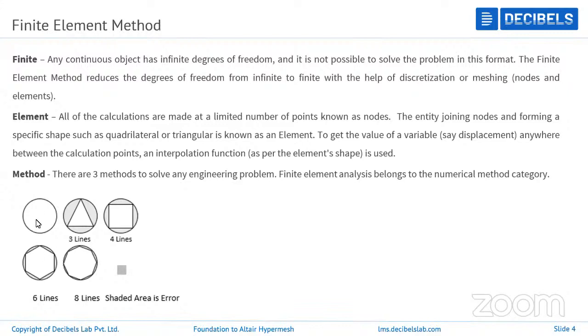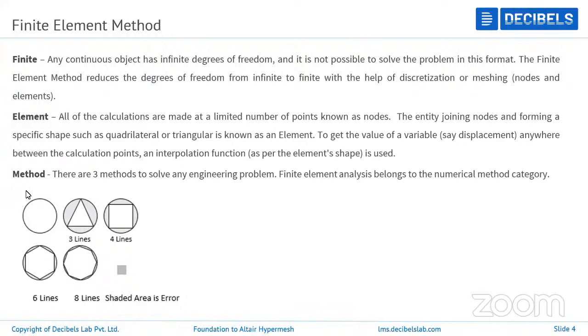So I'm making this circle from infinite to finite. How am I making it? I'm going to make this using nodes and elements. See, these are the nodes, you can see the corners of the triangle. These are the nodes, and the entity joining the nodes is called an element. This is what I have mentioned: any continuous object has infinite degrees of freedom. When we don't know the degrees of freedom, we cannot define any analysis.